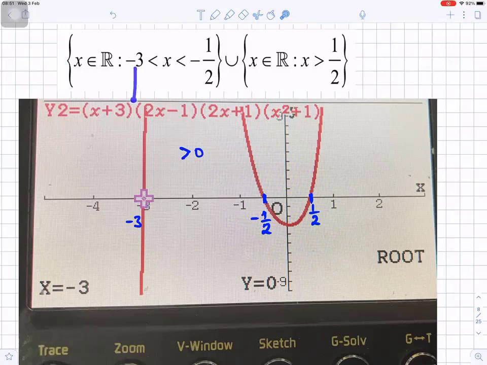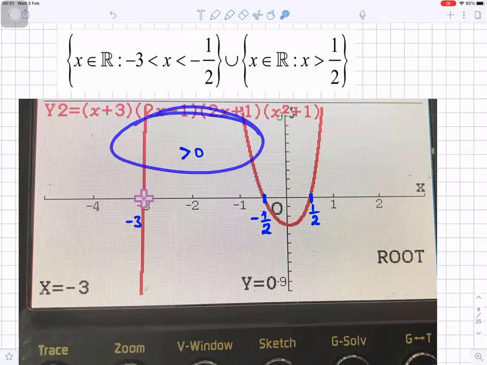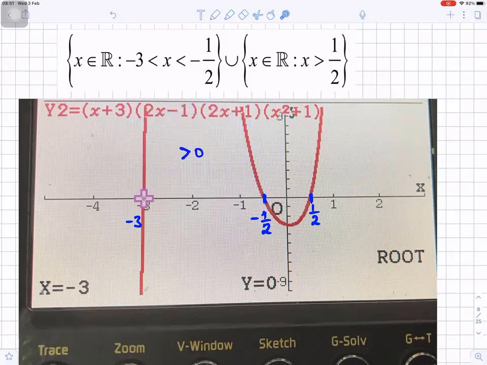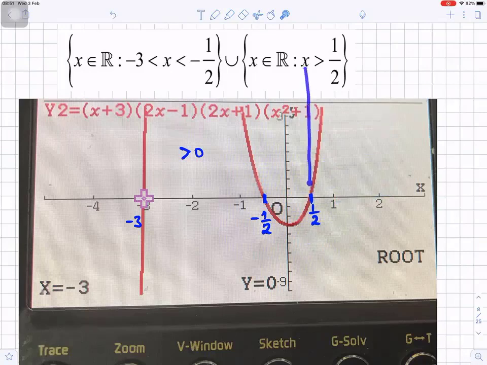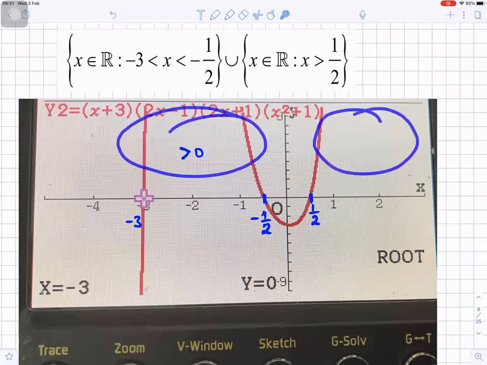So between those 2 points, everything is bigger than 0. I repeat this: you start at minus 3 and you end at minus a half, and all the values there are bigger than 0. Now the next part where it's bigger than 0, you start at a half and the part going that way is bigger than 0. So you say x is bigger than a half. And for this one, minus 3 is less than x, less than minus a half. So that's how you write it. And union means the ones for here and the ones for this side.